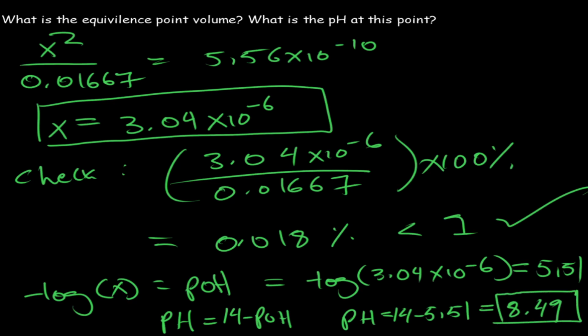So what we're saying is, at the equivalence point volume, all of our weak acid reacted with our strong base, which was sodium hydroxide, and all we were left with was our weak base in our flask. And so the pH of our weak base is 8.49, and this makes sense because a weak base has a high pH, but not a very high pH.